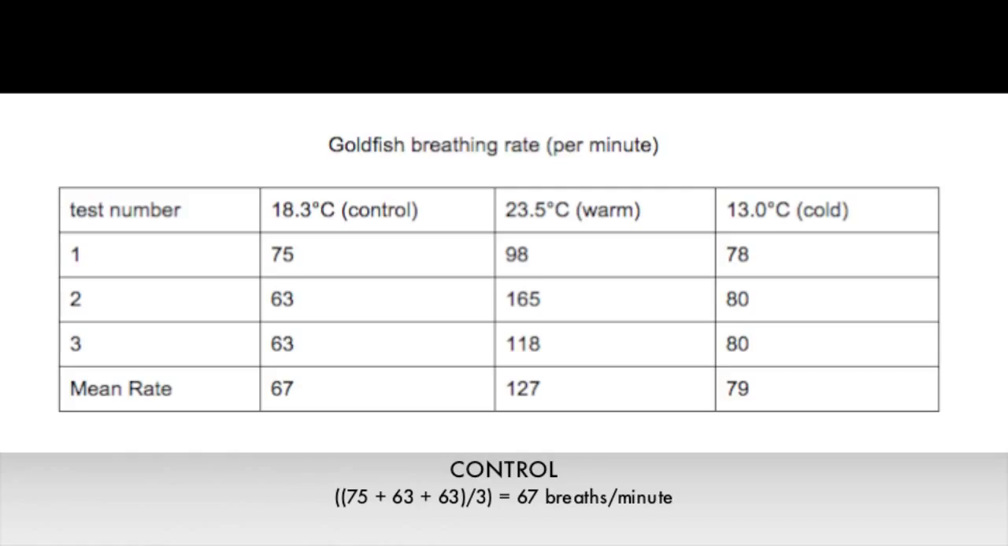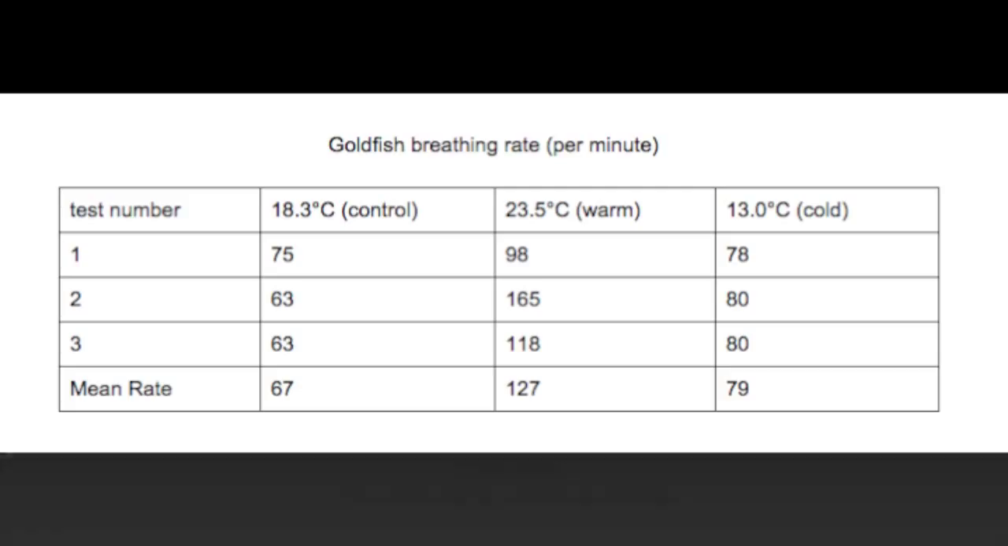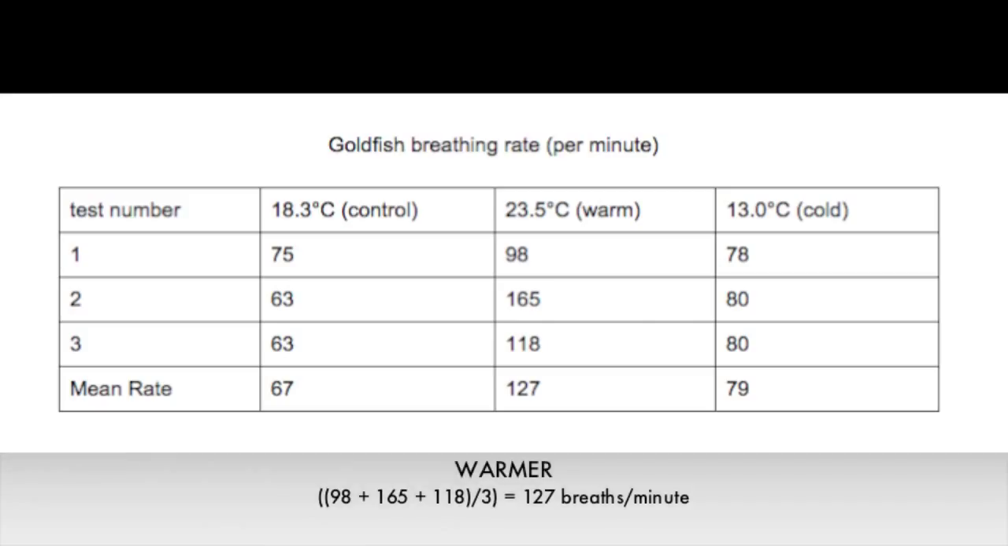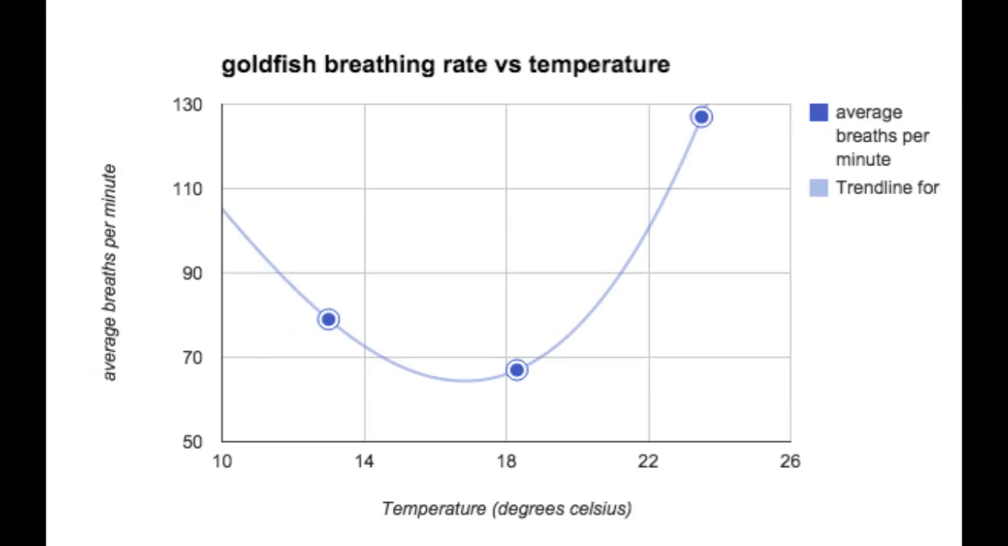The average breathing rate for goldfish in the control water was 67 breaths per minute. The average breathing rate for goldfish in the warm water was 127 breaths per minute, and the average breathing rate for goldfish in the cold water was 79 breaths per minute. The breathing rate from the control to the warm water went up by 190%, and the rate from the control to the cold water went up by 118%.